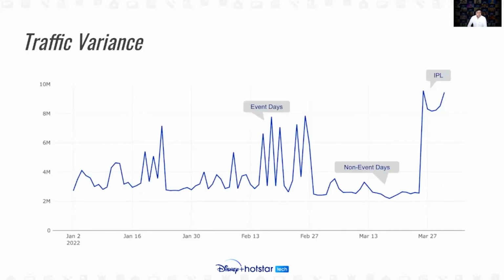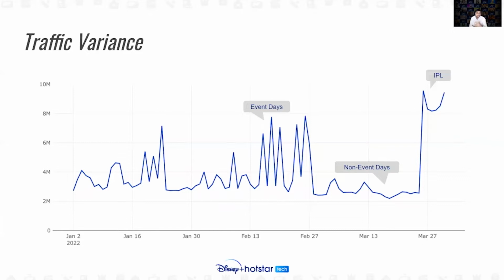Another important element of our platform is the traffic. Because we are in the business of both entertainment and sports, and sports doesn't happen on all the days, the traffic really varies over the course of the entire year. There are days when there are sporting events, and our platform traffic peak would go upwards of 8 million at times. And then there are days when the traffic is completely silent.